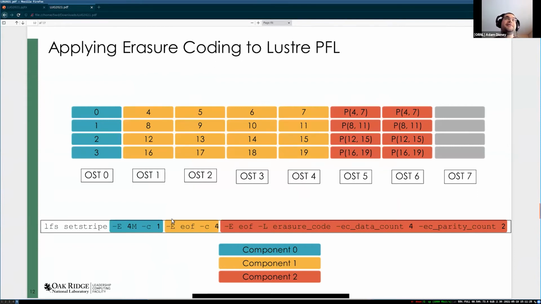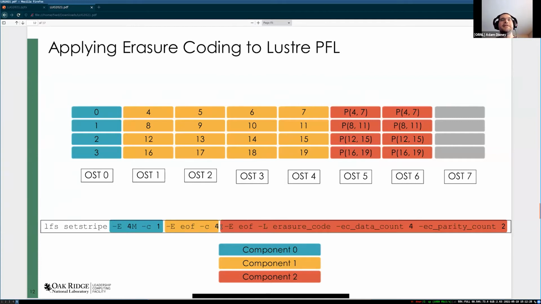So how does this apply to the progressive file layout? I guess the feature should really be called component level erasure coding, because it applies to a component in your file. Here in this example, we're using the set stripe command to create a new file with this stripe setup. When you define it, you have to say dash capital E with some ending offset. That says from the previous element up to this point, I want this particular layout. Since this is the first one, it's going from 0 to 4 megs, and I'm saying I want the stripe size to be 1. Then for the next element, I want it to go to the end of the file, and I want the stripe size to be 4. So that's normal stripe progressive file layout.